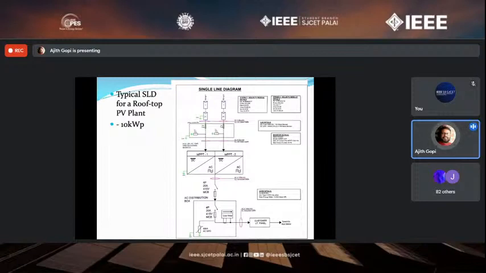Just to give you an idea of a typical solar rooftop, the typical depiction of your solar cell, solar module. Here is a multiple MPPT solar plant. Multiple MPPT is nothing but you have 2 MPPTs or more than 2 MPPTs, where different kinds of solar strings can be connected.